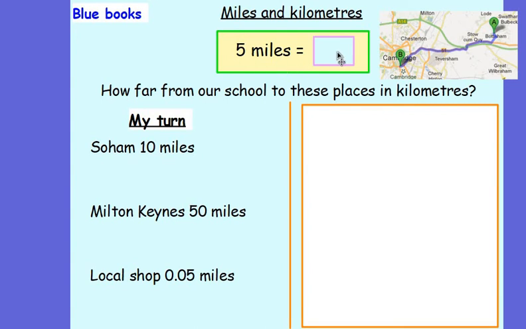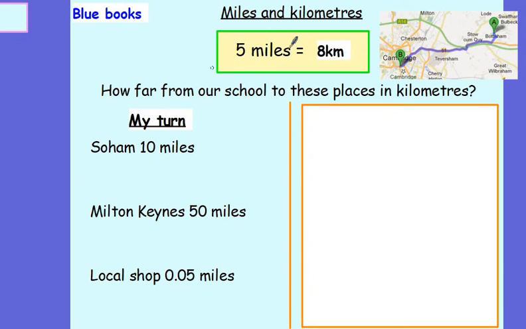For example, 5 miles is equal to 8 kilometres. So in your dark blue books, can you write the title Miles and Kilometres? You can have that as a subtitle if you'd like. And in a box underneath, can you write 5 miles is equal to 8 kilometres? And then we're going to work out how far away from school certain places are in kilometres when I've been given it in miles. So when you've got the title and that box written down in your dark blue books, pens down, eyes on me, I've got some examples and then I've got some for you to work out.